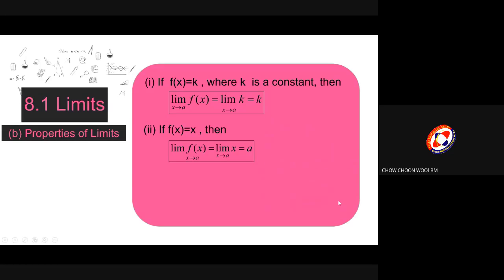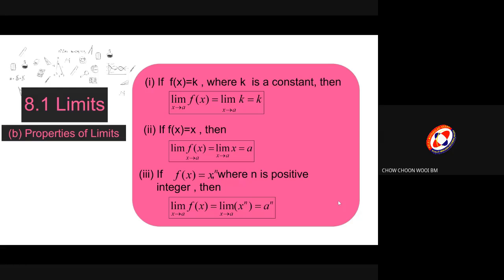Okay. So the third property, if f(x) is equal to x to the power of n, where n is positive integer, then the limit of f(x) as x approaches a is equal to the limit of x to the power of n as x approaches a, which is equal to a to the power of n. Atau maksudnya macam tu lah, limit x approaches 2, x kuasa 3. Okay. So sama juga, maksudnya tempat x kita gantikan dengan 2 kuasa 3, iaitu 8. Ini untuk yang ketiga lah.